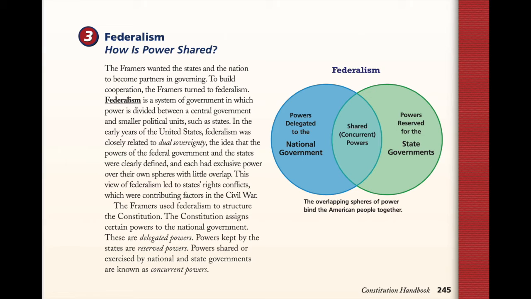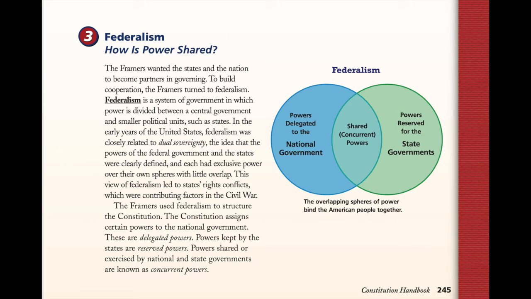Federalism. How is power shared? The framers wanted the states and the nation to become partners in governing. To build cooperation, the framers turned to federalism. Federalism is a system of government in which power is divided between a central government and smaller political units such as states. In the early years of the United States, federalism was closely related to dual sovereignty.